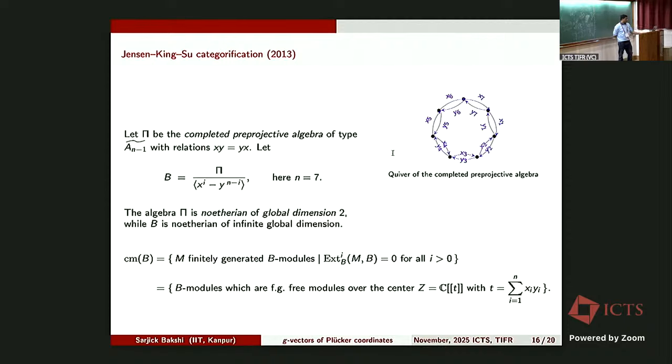So we start with a completed preprojective algebra of type A_{n-1} tilde. It's basically a circular graph, and you draw arrows in the other direction. So it's like a double quiver. So we have this relation.